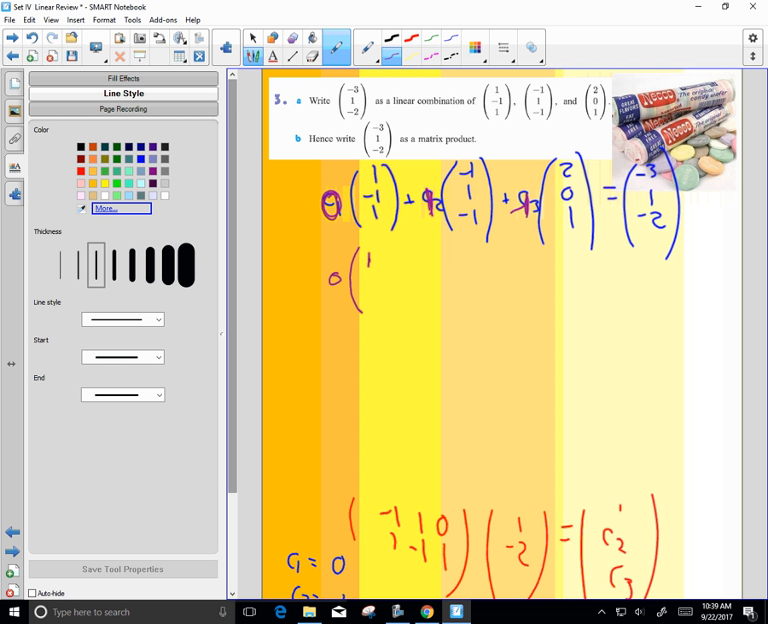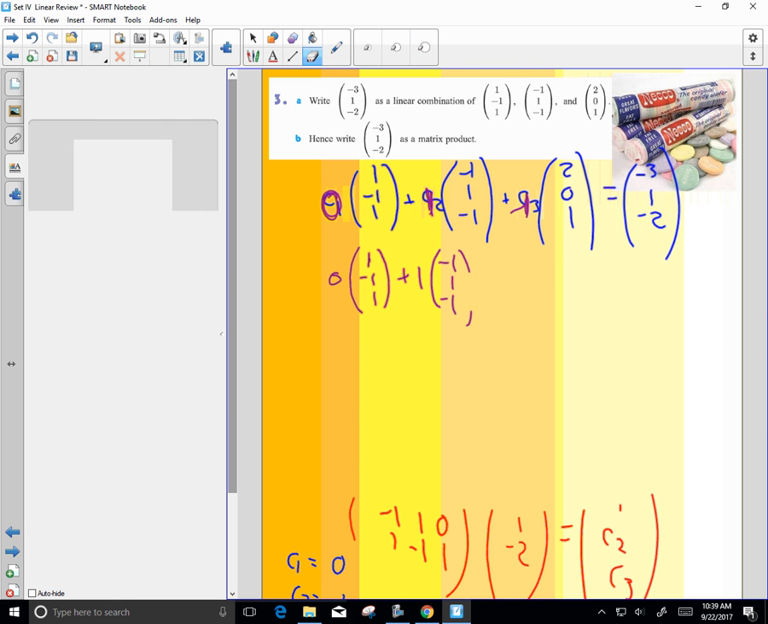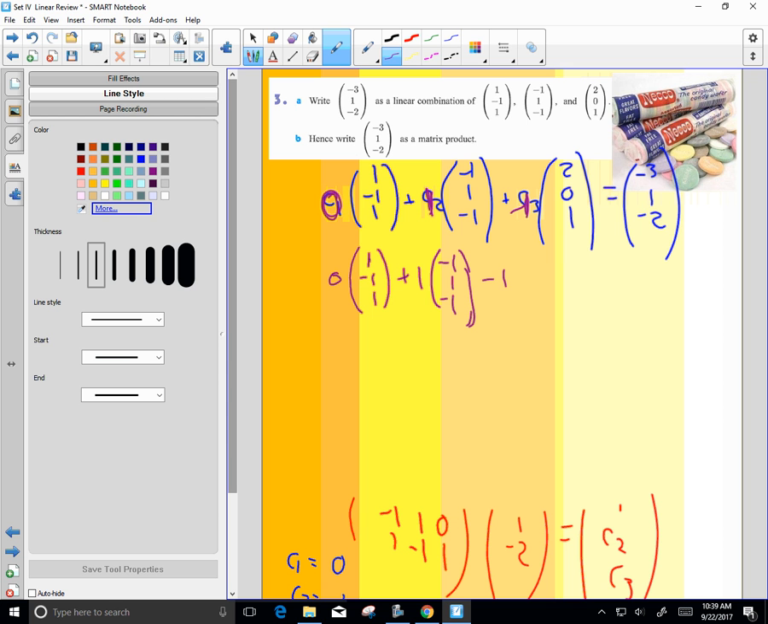0 times 1, negative 1, 1, plus 1 times negative 1, 1, negative 1, plus actually minus 1 times 2, 0, 1. And notice that 0, negative 1 minus 2 is negative 3. 0, 1 plus 0 is 1. 0, negative 1 minus 1 is negative 2. There is your matrix product for your linear combination.